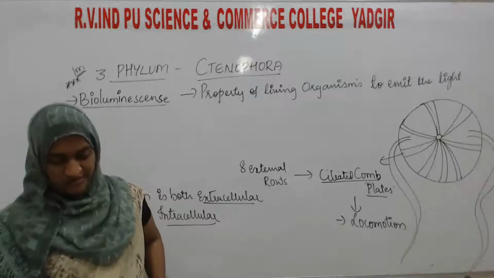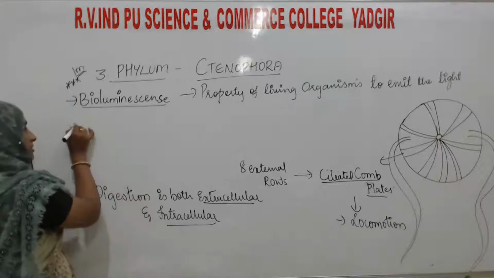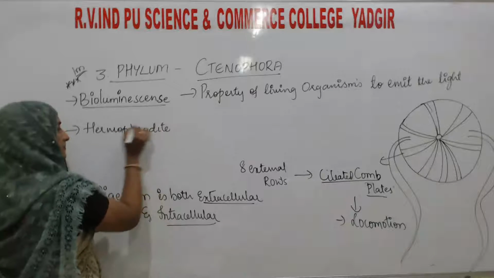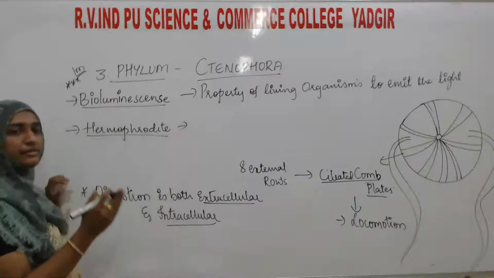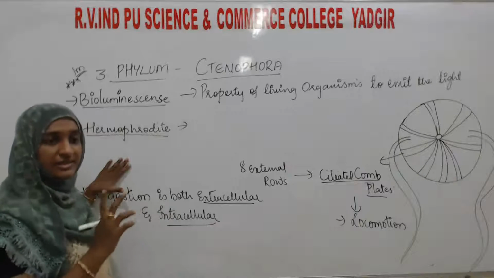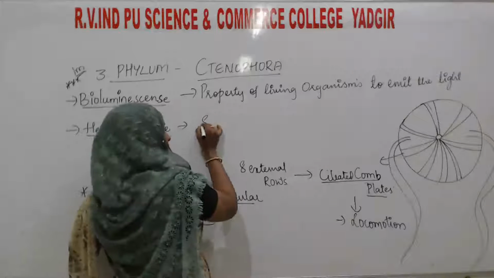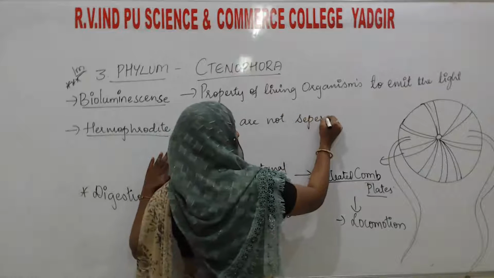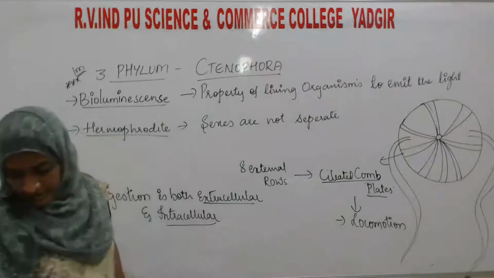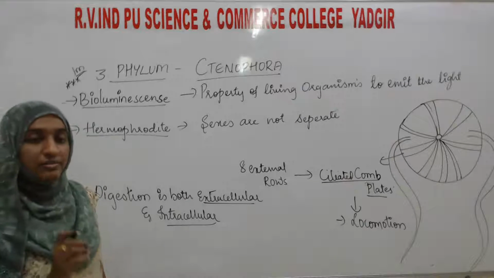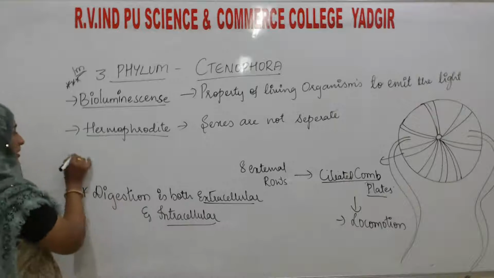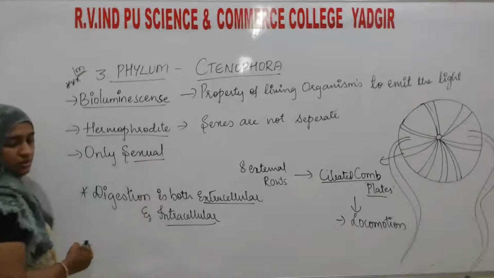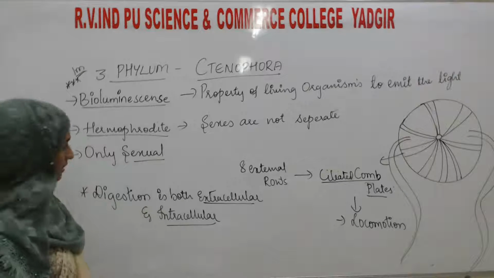The next, which is well marked in the ctenophores: the sexes are not separate, they are hermaphrodite. That means both the male sex and the female sex are present in one individual. Sexes are not separate. The next, reproduction takes place only by sexual means. Only sexual reproduction occurs.